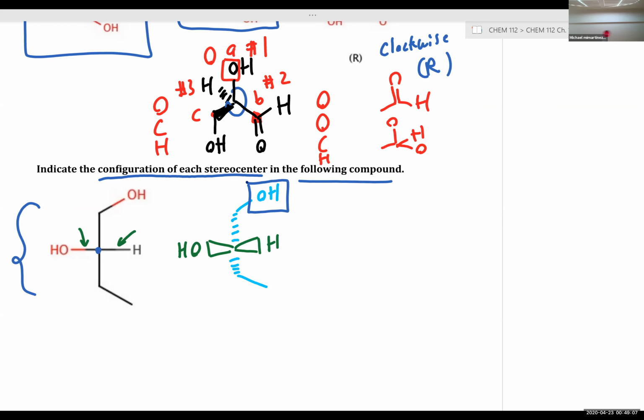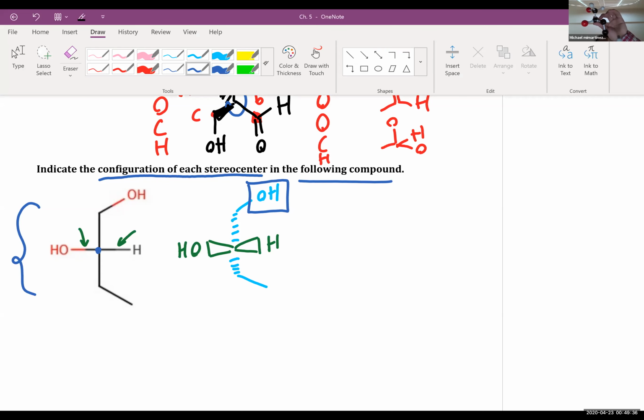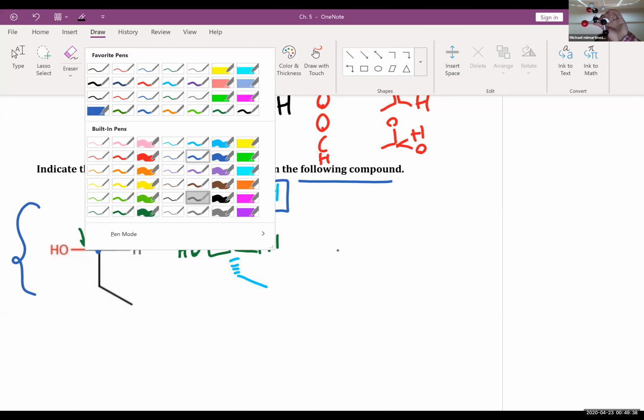Now I'm going to show you a model of the structure. So our OH and hydrogen are pointing out. The OH is on the left-hand side. And now we're going to rotate our molecule so that our hydrogen's in the back. So I'm going to rotate my molecule so my hydrogen's in the back. And now I'm just going to draw what I see.